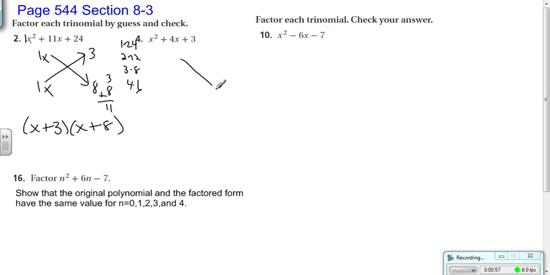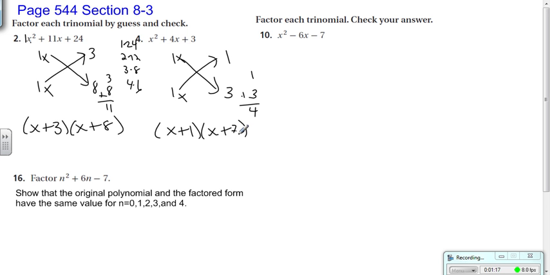For number 4, what can I multiply to get 1? What can I multiply to get 3? Well, I only have one choice for 3, 1 times 3. So if I do 1 times 3, that's 3. 1 times 1, that's 1. Add those together, there's my 4. Put your x's in. So I have x plus 1, and I have x plus 3.